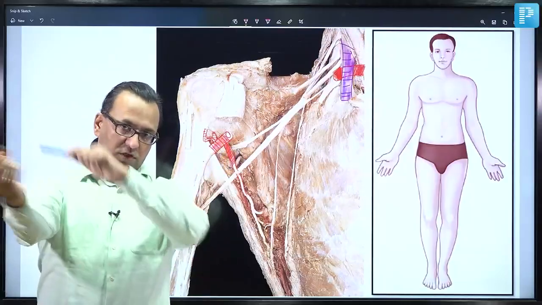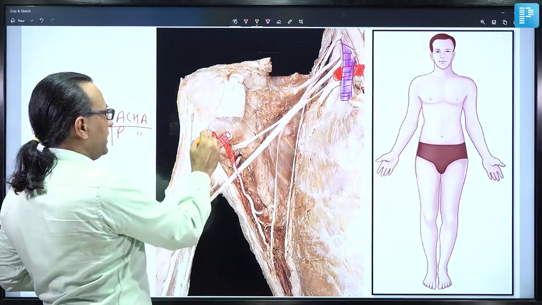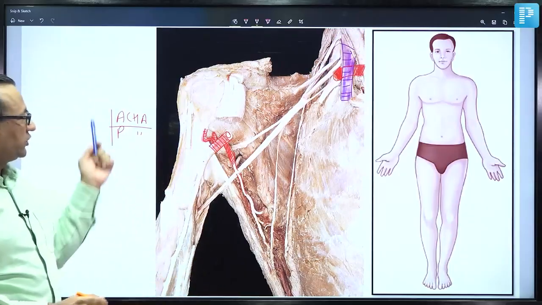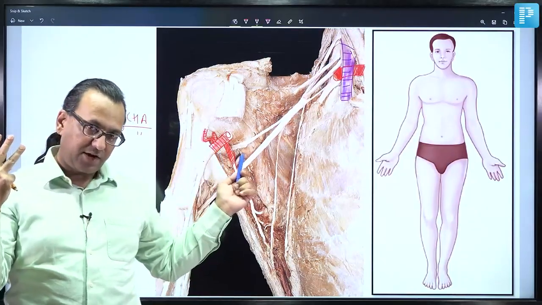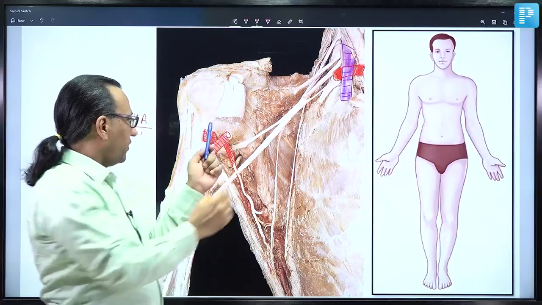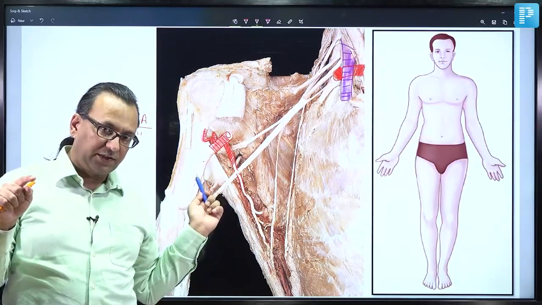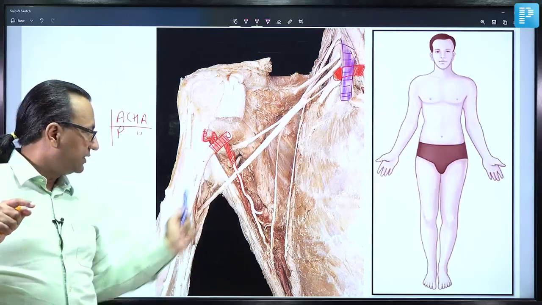They go around the surgical neck of the humerus. Anterior and posterior circumflex humeral artery are branches of the third part of axillary artery. Yes, this is the third part of axillary artery, giving 3 branches. And also notice, once this artery crosses the lower border of teres major, it will become brachial artery.